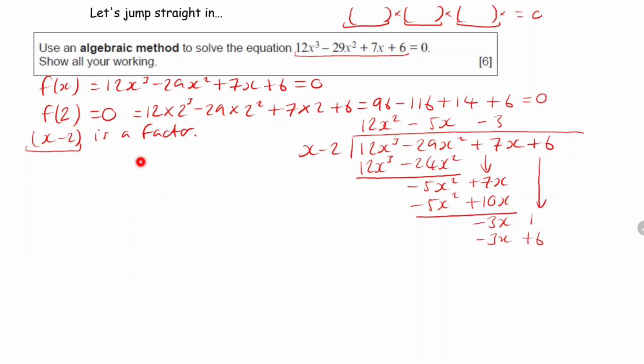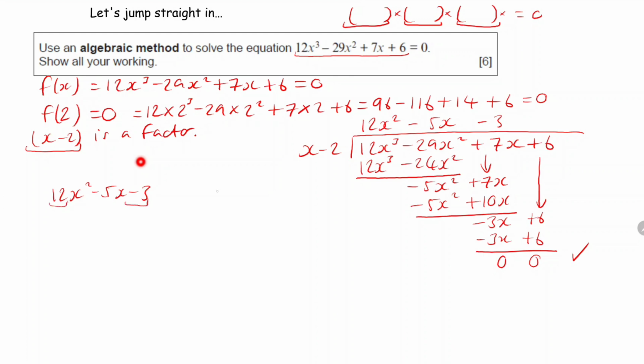Then when we lower this plus 6 down, we find that when we do our final subtraction, we end up with 0 at the bottom. So we've just proven that it goes into it with no remainder. Now the next step is to look at the quadratic that we had at the top, 12x squared minus 5x minus 3, and then to factorize this expression, just like you would with quadratics as normal.